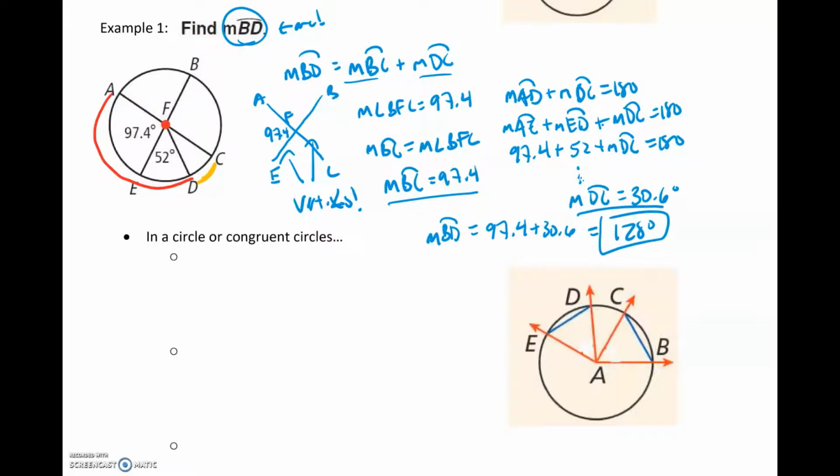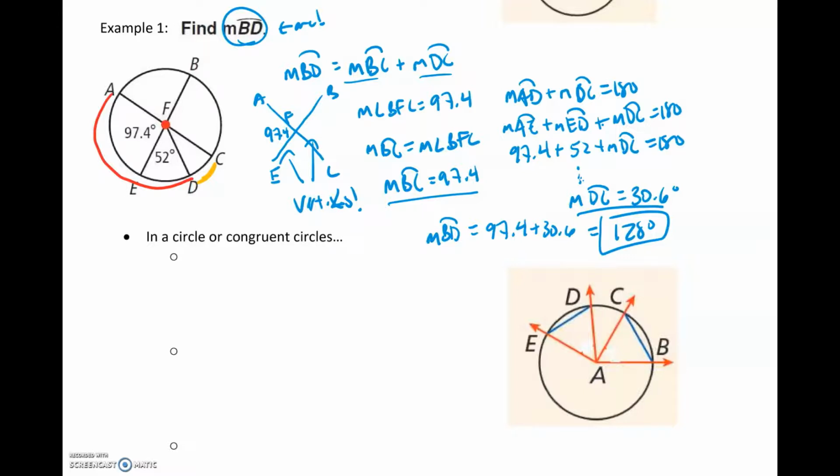Is this the only way to solve it? No, you can definitely use other relationships. I've seen people say, wait, can't I also just notice that AB plus BC is 180 and use that in that way? Or can I use AE plus AB equals 180 and use that in some way too? Yes, there's lots of relationships you can use. This is just one way to get 128.